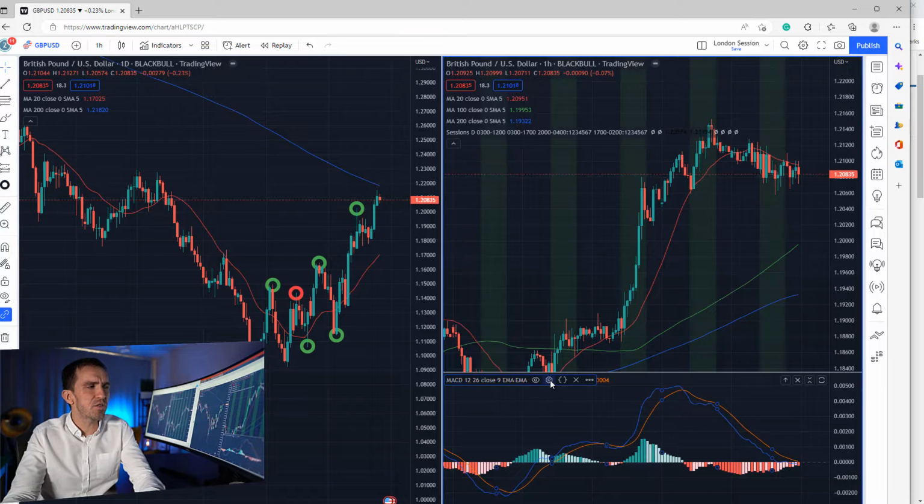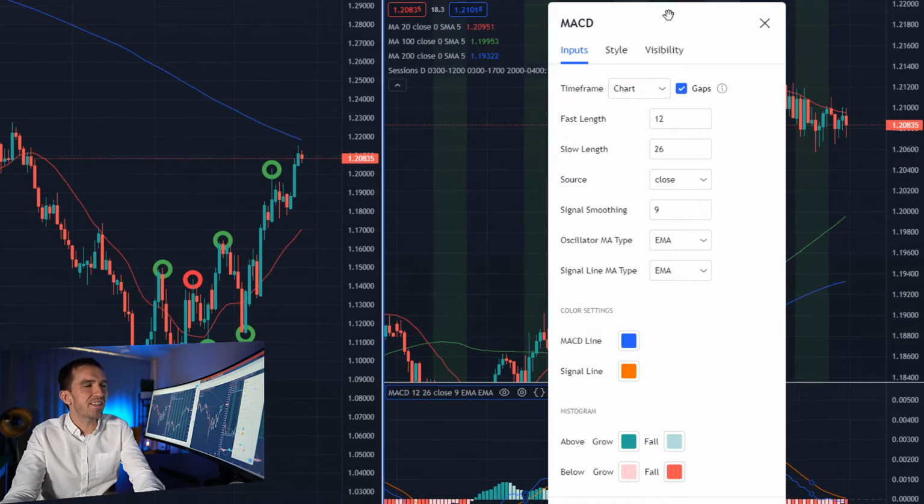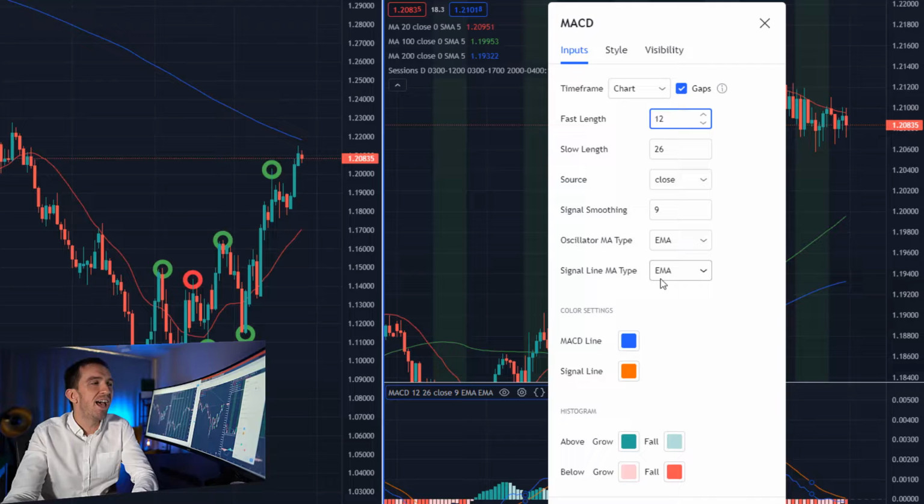Now I don't want this to sound really complicated, but if you look at the settings of the MACD line, you will see that we have 2 moving averages, fast and slow, and we have the oscillator type. As I said, it's kind of an oscillator because it's a difference between 2 moving averages. And we have the signal smoothing, which is period of 9 by default.